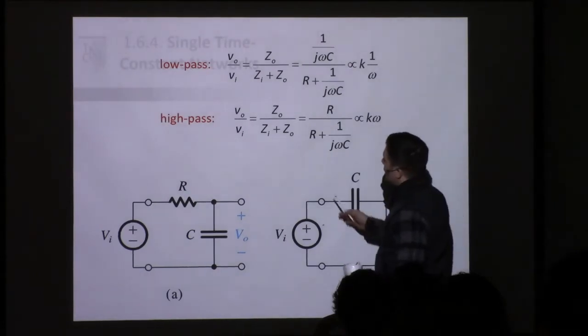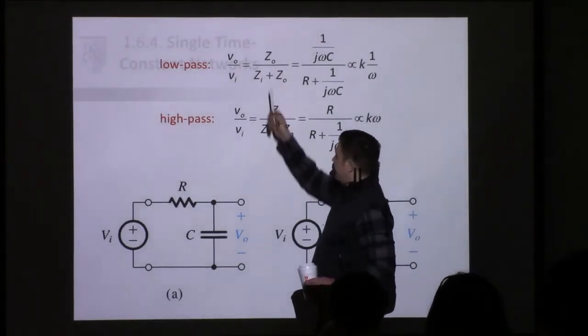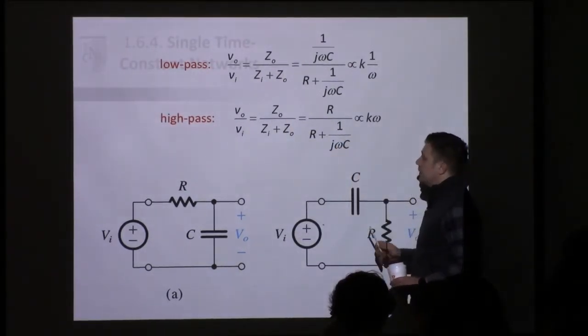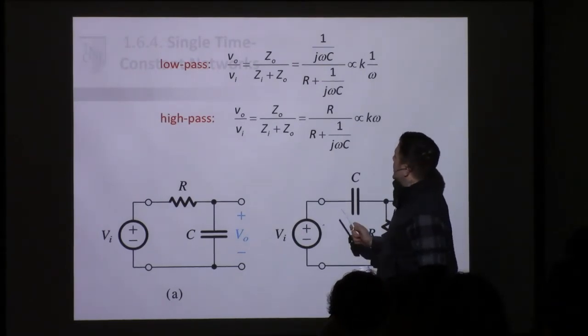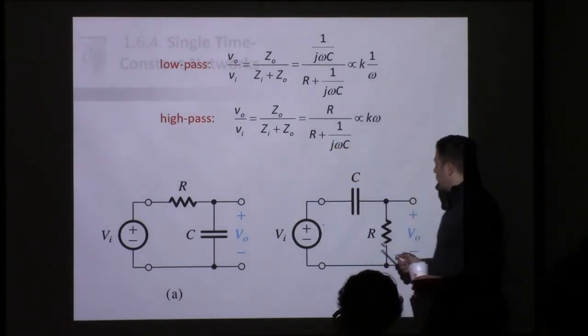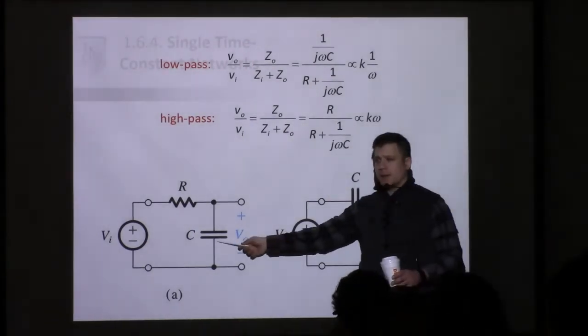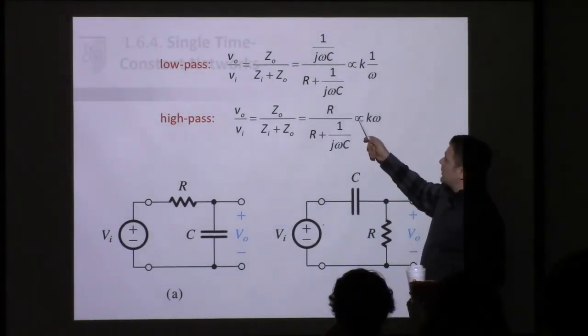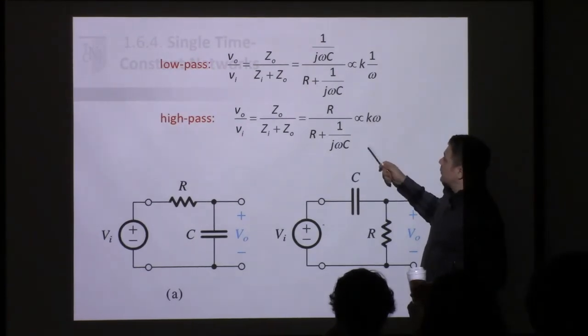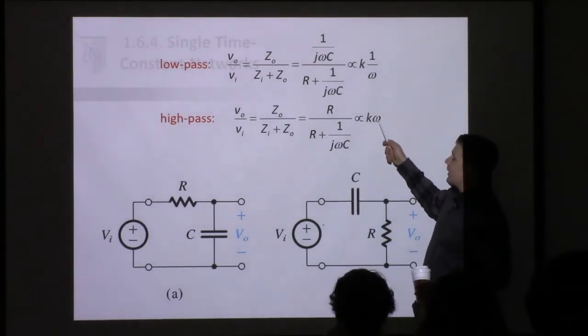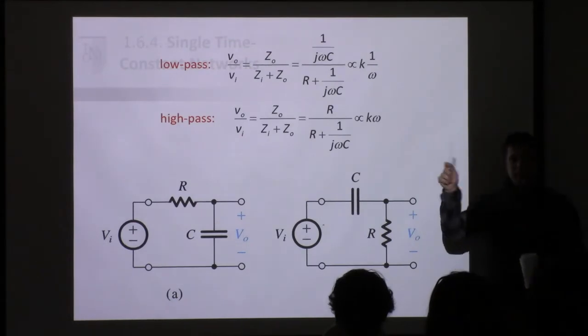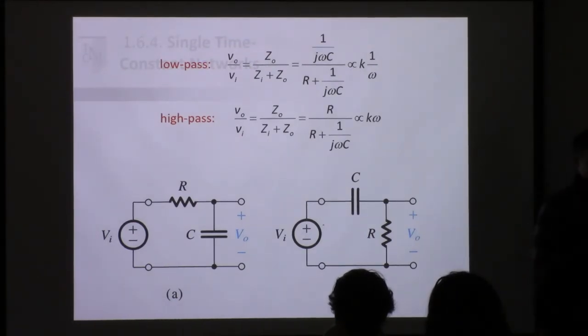Over here, this part is exactly the same: Z out over Z in plus Z out. The only difference is that now our numerator is R, as opposed to being 1 over j omega C. And so when we find what this is proportional to, we end up with k omega, and that's the reason why the gain increases with frequency.